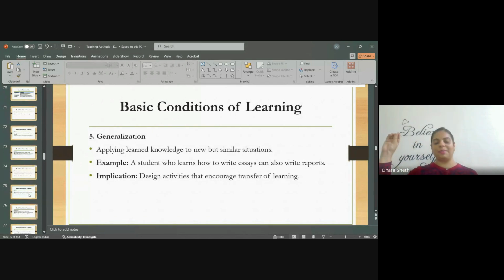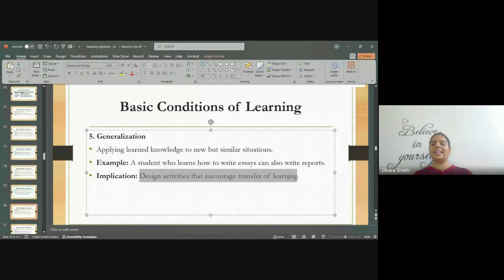You just need to mention "Dear" and the name of the person and sign "Thanks and regards." Nowadays, people have even stopped writing their name because they say, "Hamare email ID se to jata hai." So that way. Design activities that encourage transfer of learning of whatever concepts from this to the next topic.